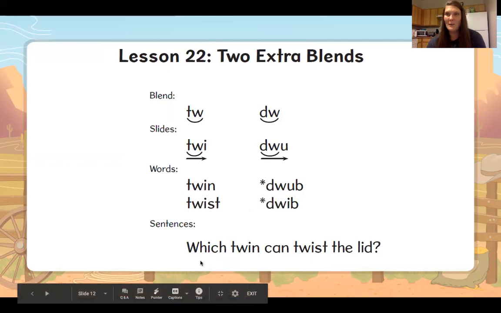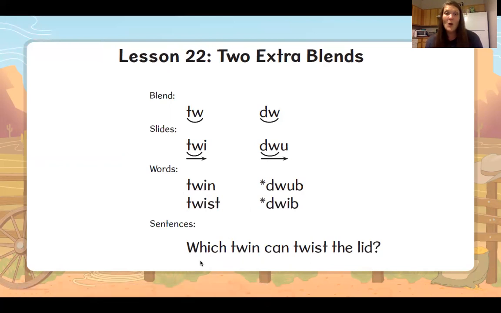Okay, so let's read. I will read the sentence, you echo me. Which twin can twist the lid? Your turn. Which twin can twist the lid? Your turn. Okay, who is trying to twist the lid? What are the twins trying to do?